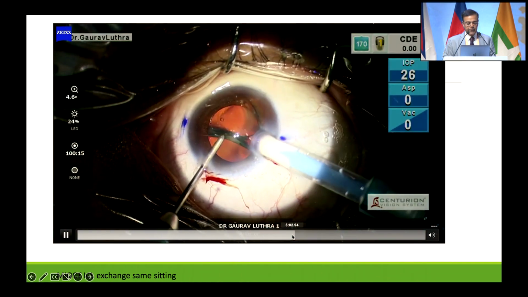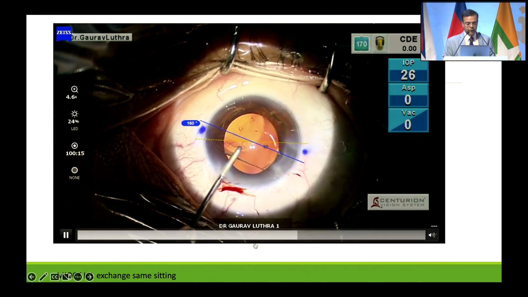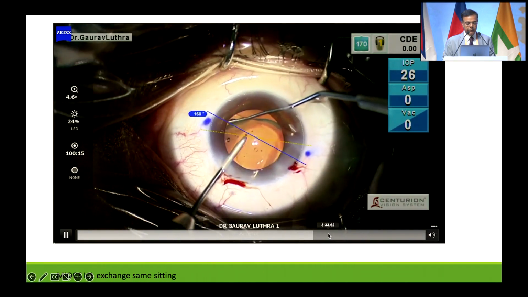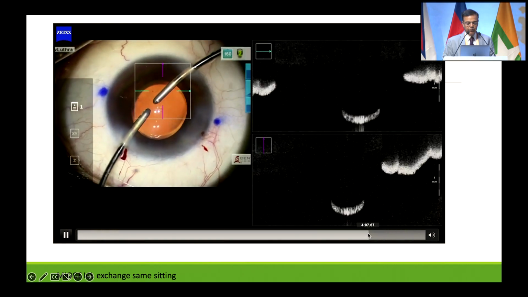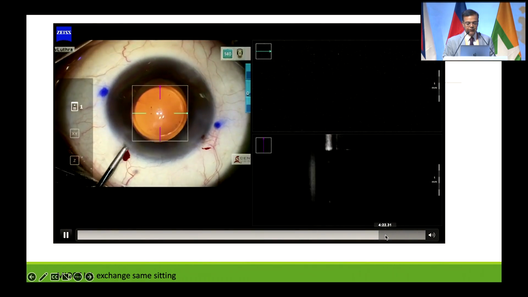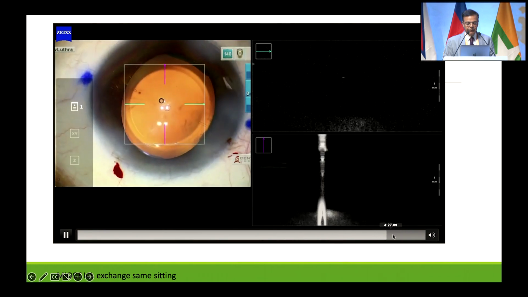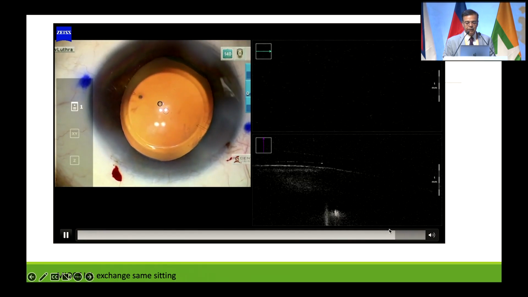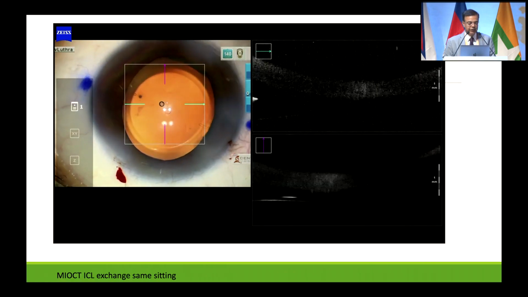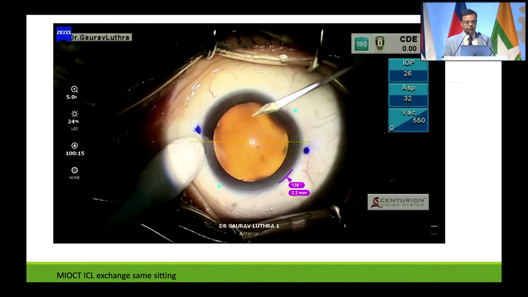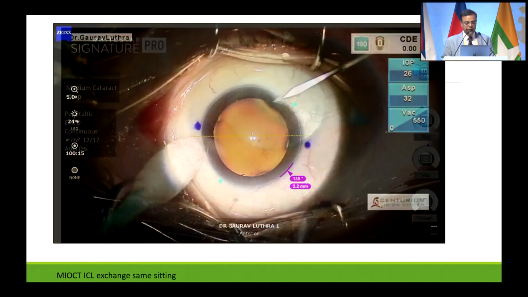And finally with that we got a better vault, and you'll probably be able to appreciate that on the right side. It's not a very clear picture for some reason, but the vault was much better. Post-op documentation showed about 330 microns in both the eyes. So both eyes eventually got a 13.2, and the patient did well.